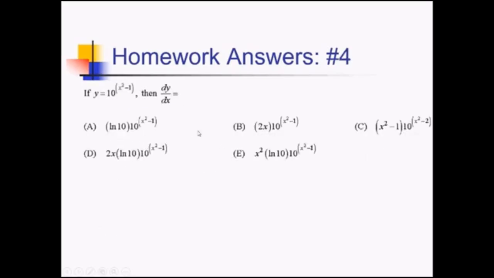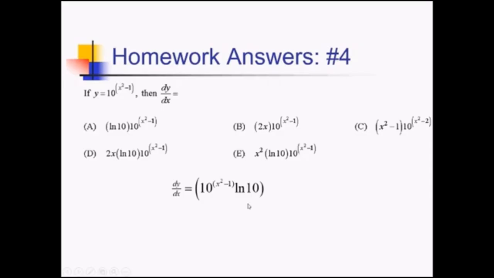On this problem, I need the derivative of 10 to the x squared minus 1. So I'm going to need a chain rule on this, and this is a non-e base, so I'm going to have to use my b to the x times ln of b formula for derivatives in that situation. Let me start with the derivative of the outer function, which is 10 to the something. Derivative of that is going to be 10 to the something times the ln of 10. So that's my outer function derivative.